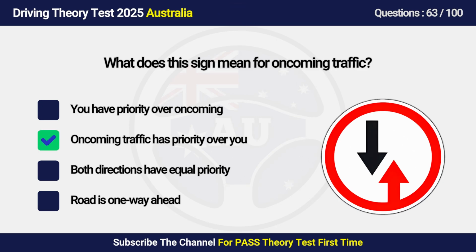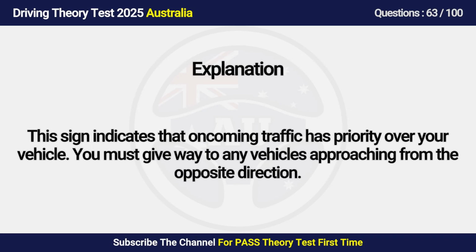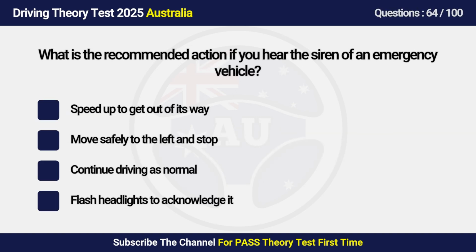Answer is B. Oncoming traffic has priority over you. This sign indicates that oncoming traffic has priority over your vehicle. You must give way to any vehicles approaching from the opposite direction. Question 64. What is the recommended action if you hear the siren of an emergency vehicle?